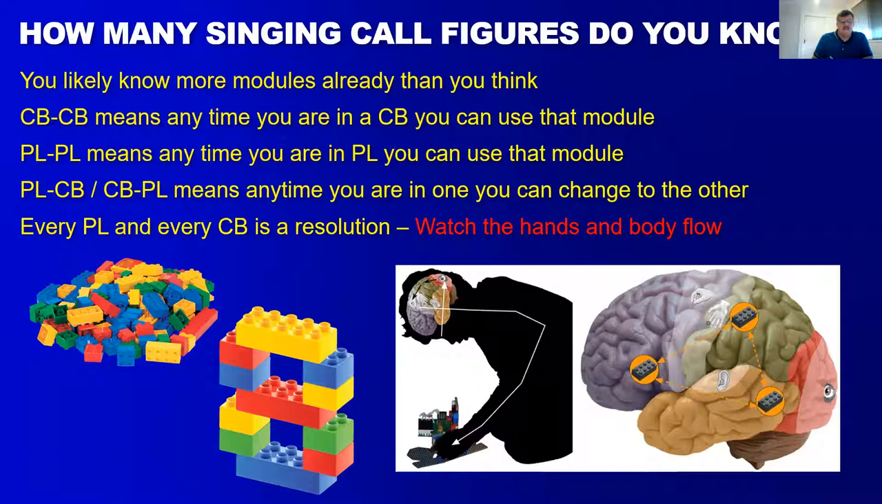Anytime you're in a partner line or a corner box, you can flip-flop back and forth from one to the other by using one of the conversion modules. If you use the conversion module, at any time you can convert from a partner line to a corner box and do a corner box resolution, do a corner box to a corner box module, or you can just call Allemande Left, as long as you're watching your hand flow, that is.